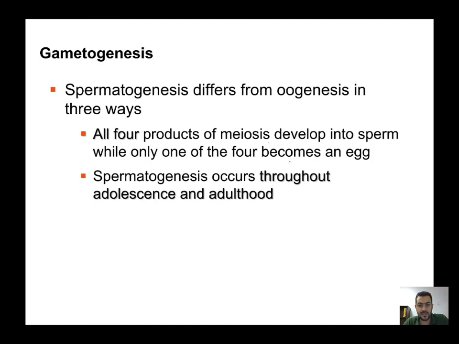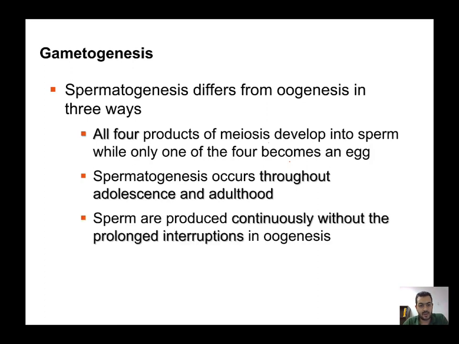starting from that day, it occurs throughout the adolescence and adulthood, while as we see in oogenesis, the production of these primary oocytes stops at birth. So it occurs during the embryonic stages, during the embryo, and stops at birth. Sperms are produced continuously without the prolonged interruptions seen in oogenesis.